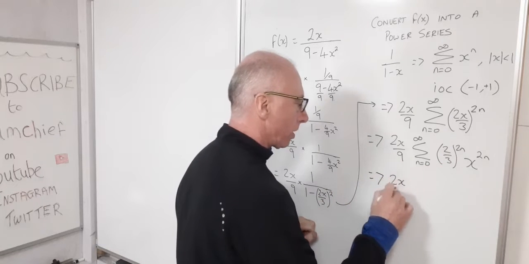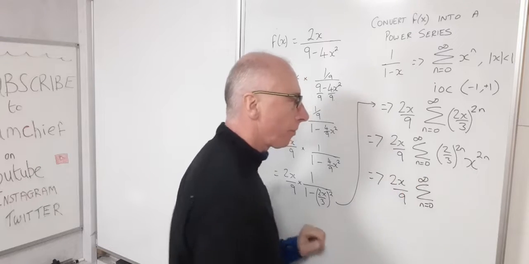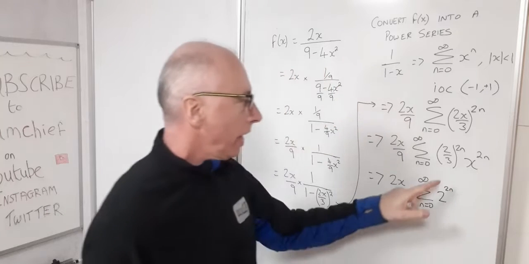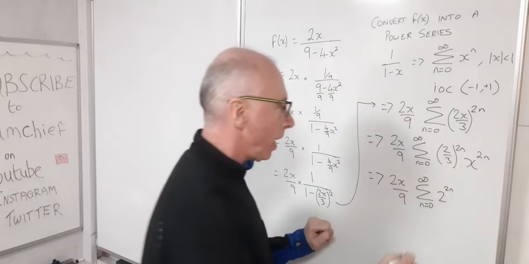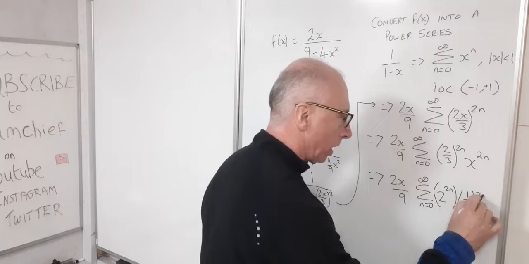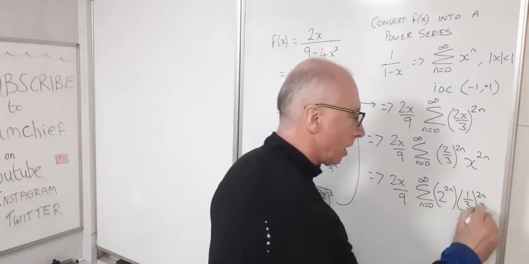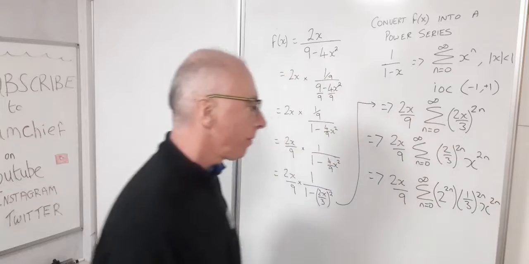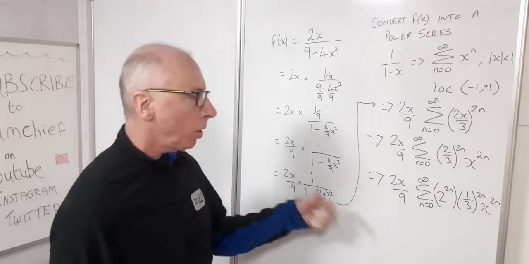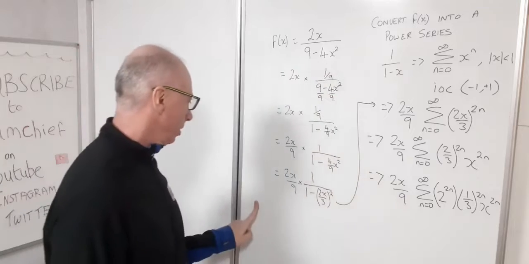So now I've got 2x over 9, n equals 0 to infinity. Now I've got 2 to the 2n, and then I've got 1/3 to the 2n. I'm going to write these separately. You'll see why in a minute, because when I bring this 2/9 in, I'm going to need to mess around with things a little bit. And then I've got an x to the 2n. So that's all good. Now what I need to do is have a bit of space on the board, take this along up to here, and let's continue with these calculations.